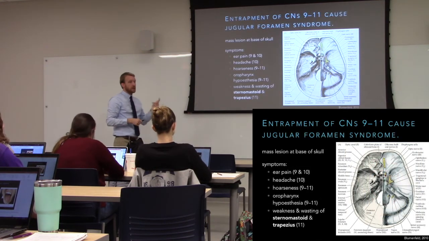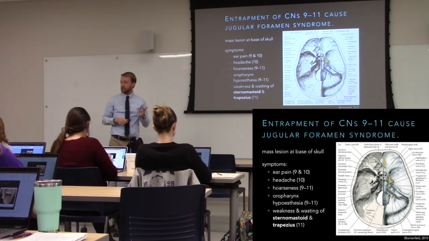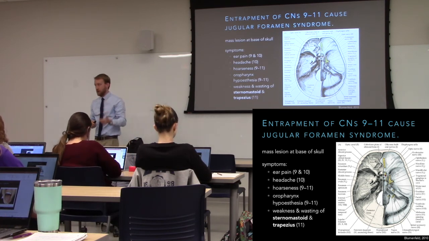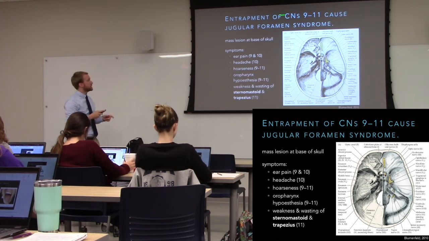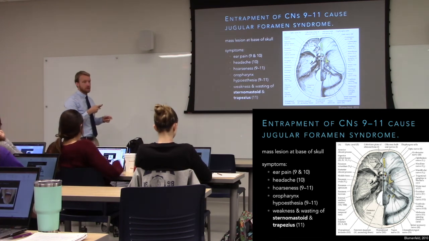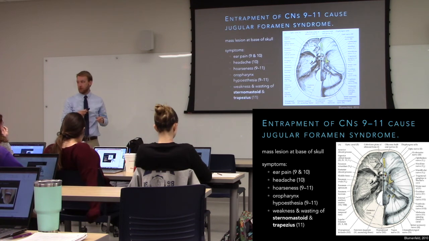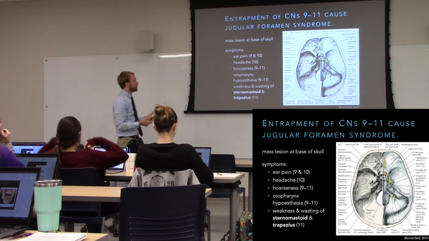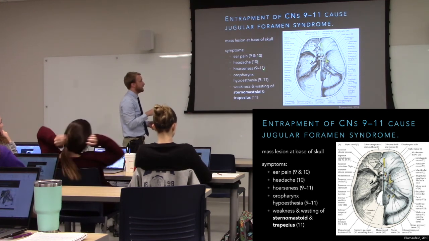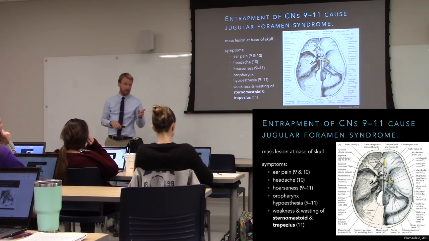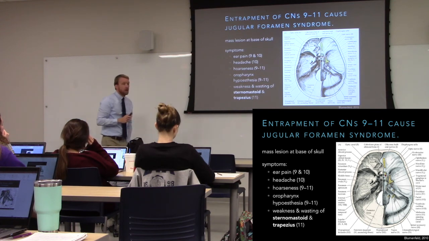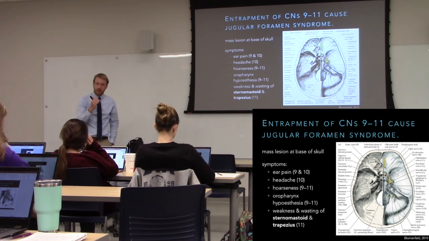Now, cranial nerves 9, 10, and 11 are all going to exit the skull through the same hole, and therefore they're all compressible at the same time. There's also sinus drainage in this jugular foramen, so it's a place where you can have metastasis occur. And when that occurs and you have growth in the jugular foramen, you're going to compress cranial nerves 9, 10, and 11. In this case, when I say 11, I mean that spinal portion of it. And as a result, you get a consistent set of symptoms.